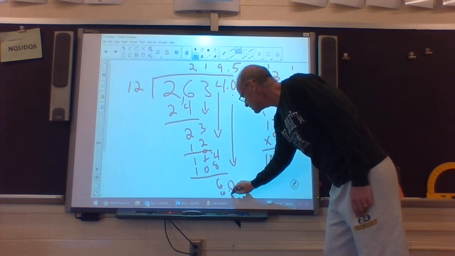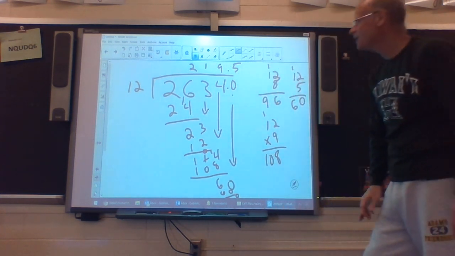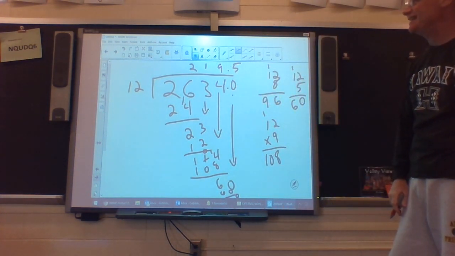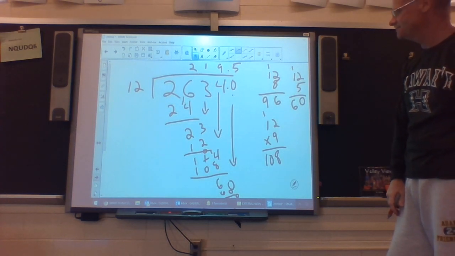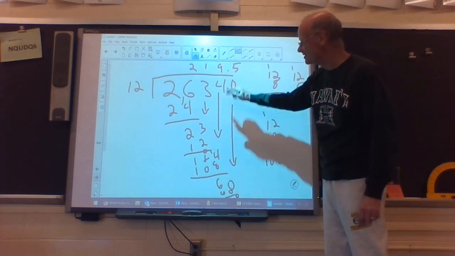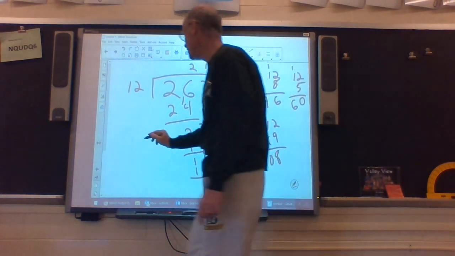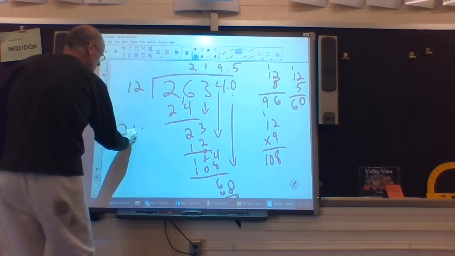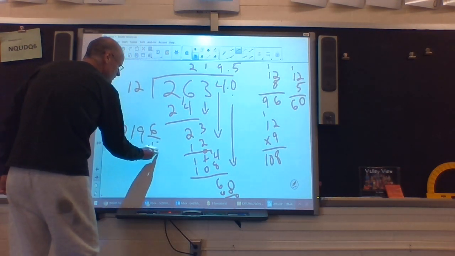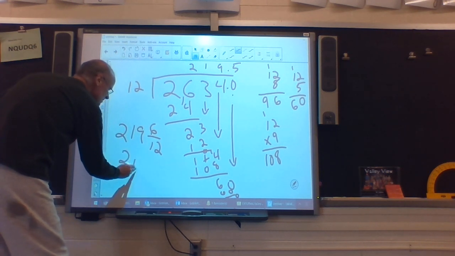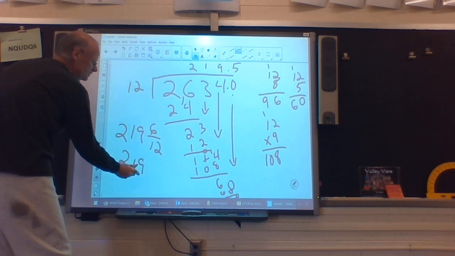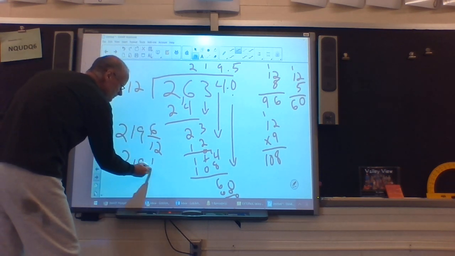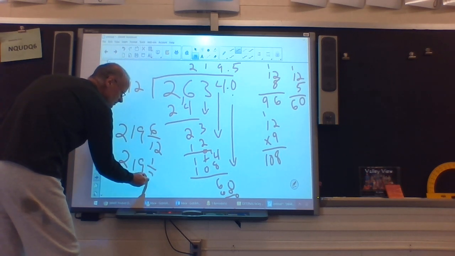And I have to subtract 60, and I get 0. So my answer is 219.5. Or if I would have stopped without the decimal, I would have 219 and 6 over 12. And I know 6 over 12, 6 goes into 12, so 6 divided by 6 is 1, 12 divided by 6 is 2.